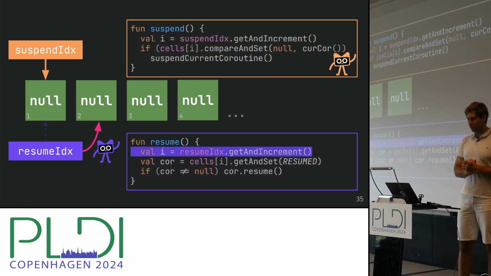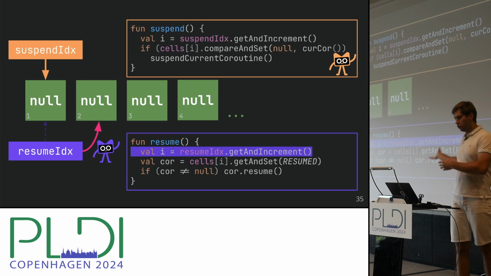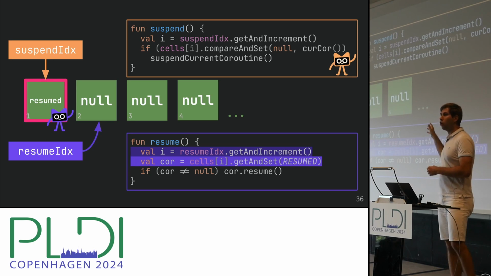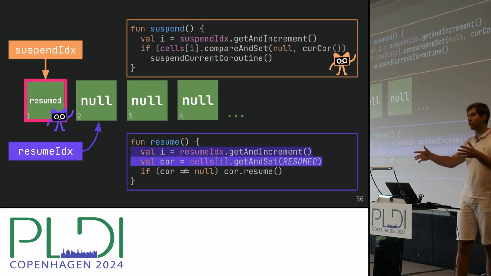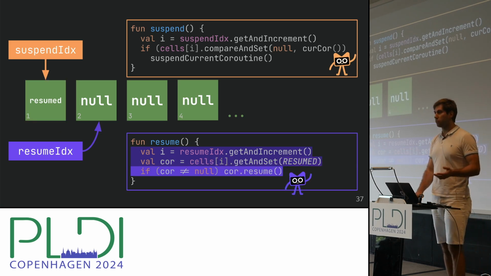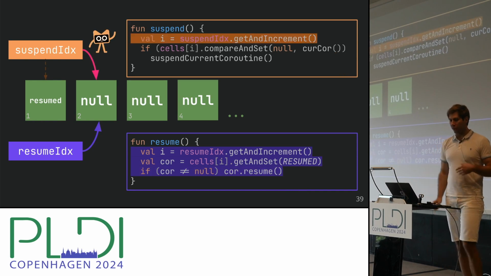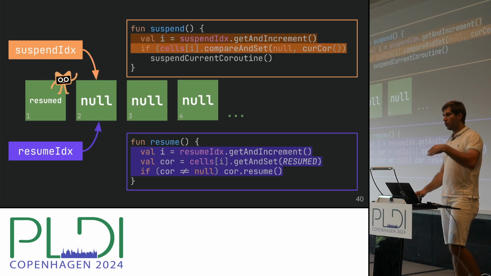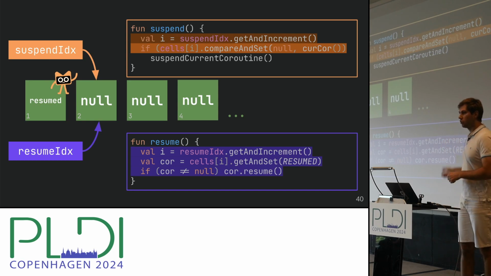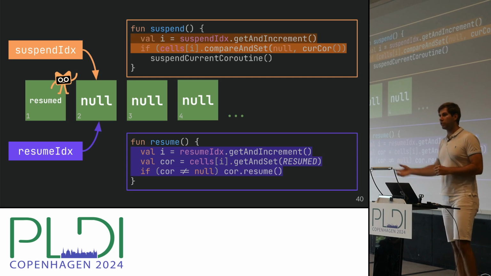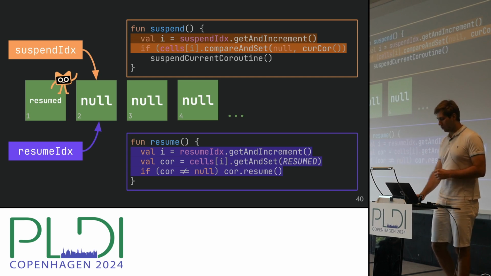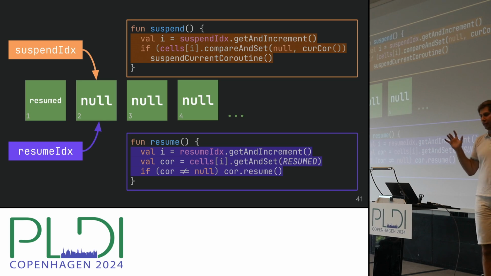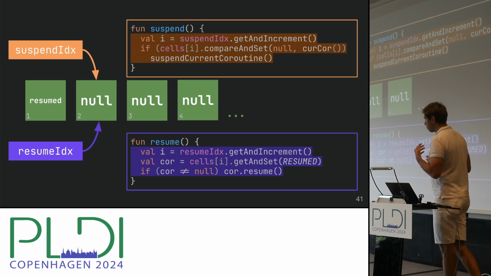But if resume comes first, then resume acquires the slot, goes to the cell, but it finds no one in the cell, so it puts the resumed token there, and it finishes because there is no one to be resumed. And when suspend comes, it goes to the same cell. It notices that there is already a resumed token, so it does not suspend. It already knows, aha, I was resumed because the resume call came earlier, and we finish without suspending. So that's more or less how these suspend and resume are implemented.